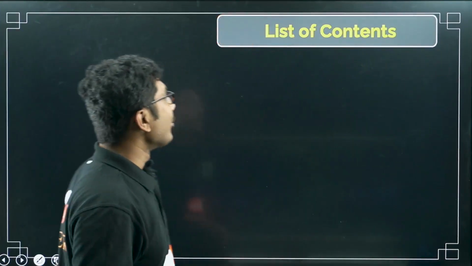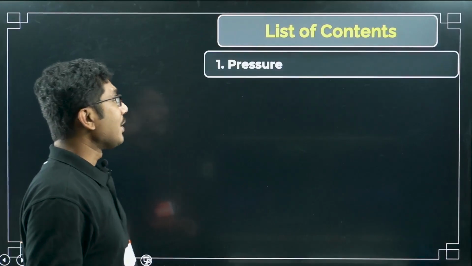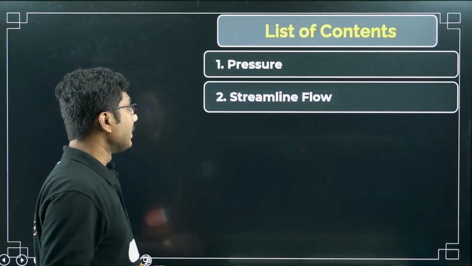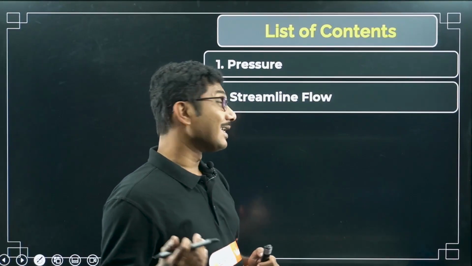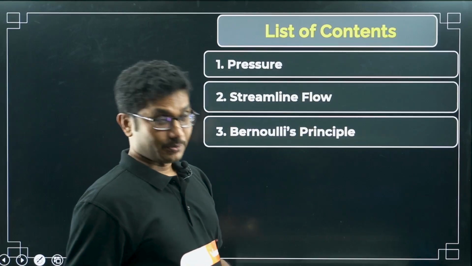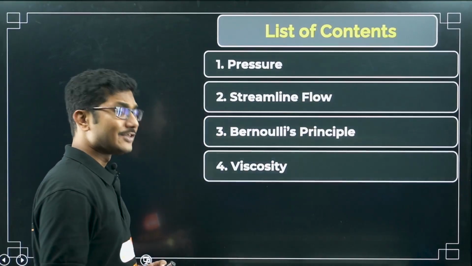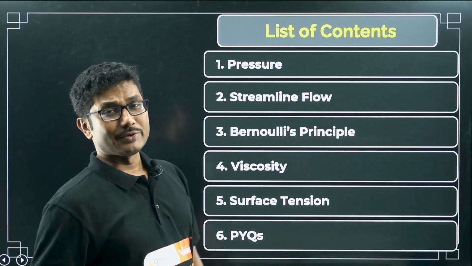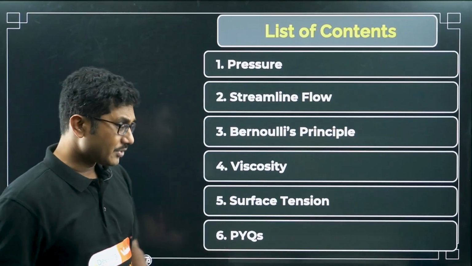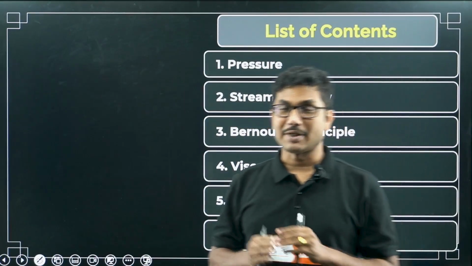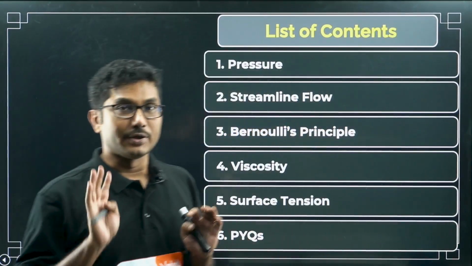And now let's look into the list of contents. Today we are going to start with pressure, a very basic thing. Then we will discuss streamline flow, an interesting thing to know about. Then we will be discussing Bernoulli's principle, then viscosity and surface tension. Last but not the least, we are going to discuss all the PYQs from this chapter. So this will be a one shot video. Everything of this chapter will be covered in this single video.